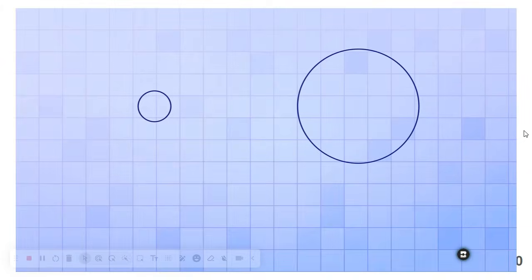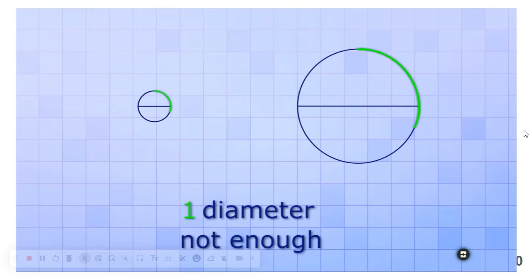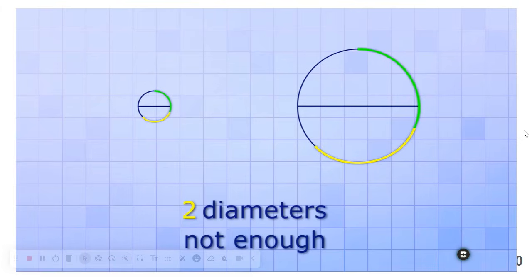We're going to imagine that our circle's diameters are flexible like a piece of string, and that we can wrap them around the outside edges, circumferences, of the circles. So for each circle, if we start at the top and wrap the diameter around the circumference, we see that one diameter is not enough to go all the way around. So let's get another diameter and keep going where the first diameter stopped. Two diameters still isn't enough to go all the way around.